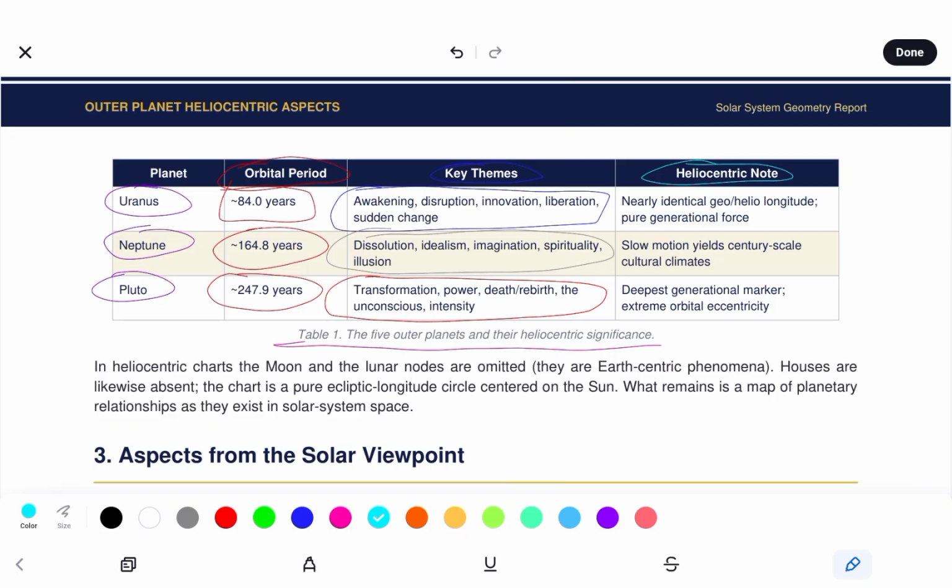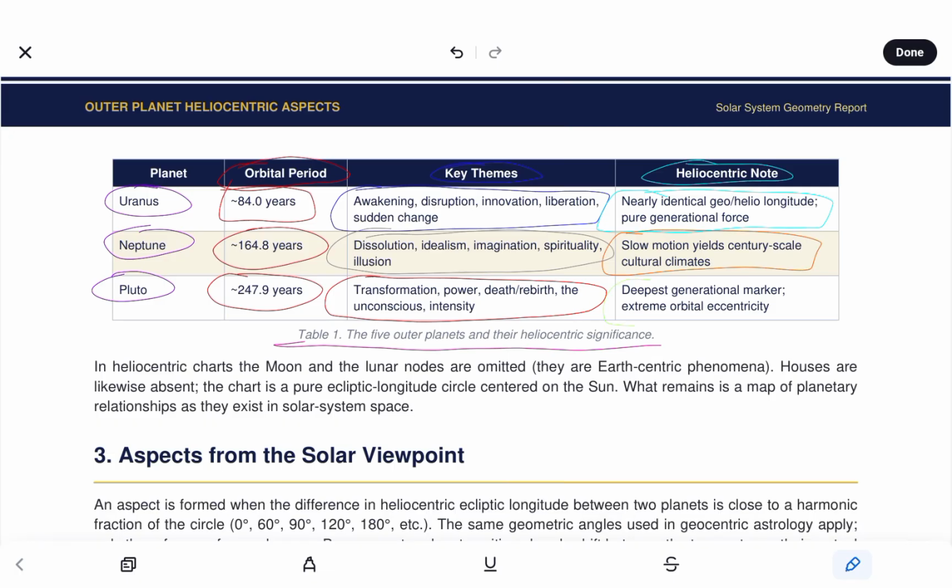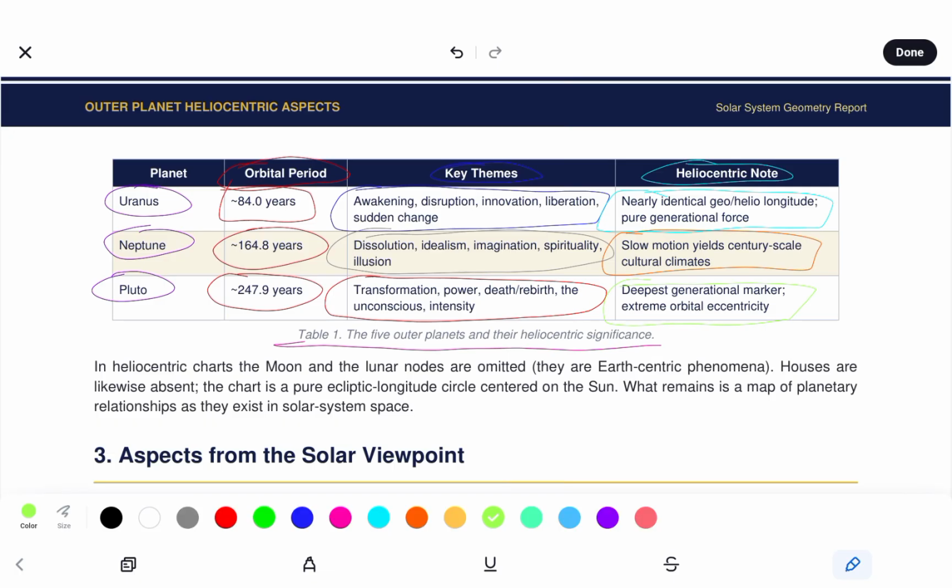The helio note for Uranus: we see nearly identical helio longitude, pure generational force. For Neptune, slow motion yields century-scale cultural climates. And for Pluto, the deepest generational marker, with extreme orbital eccentricity.